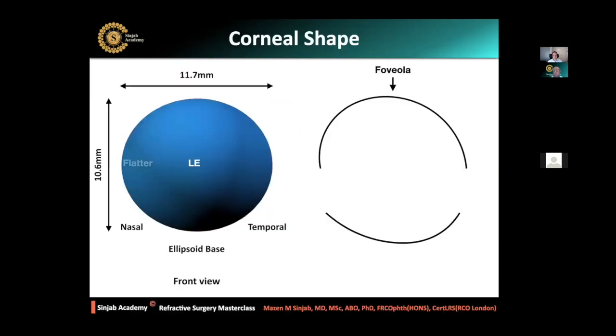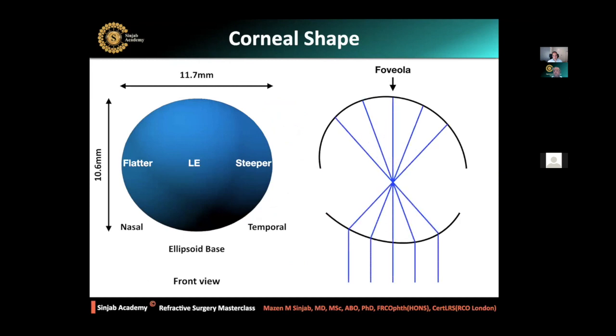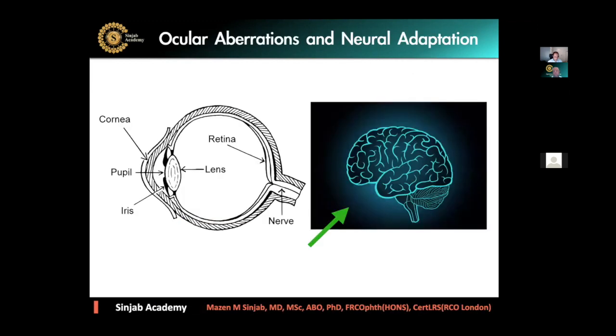What is the role of the retina? Actually, our retina is not a symmetric concave, because it should compensate for the tilt in the cornea. Our cornea is flatter in the nasal and steeper in the temporal, and it takes an ellipsoid shape. In addition to that, it is aspheric. So all of this is being compensated by the tilt in the retina as well. And finally, the neural adaptation. Okay.